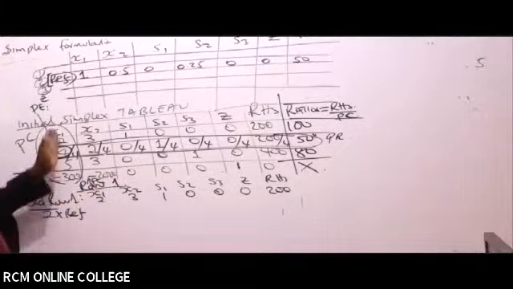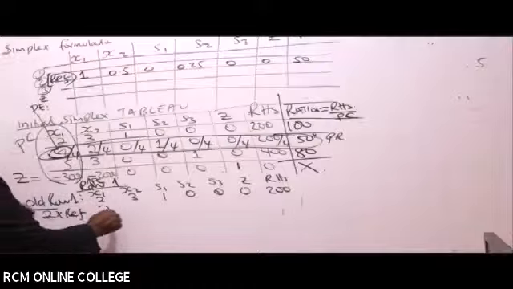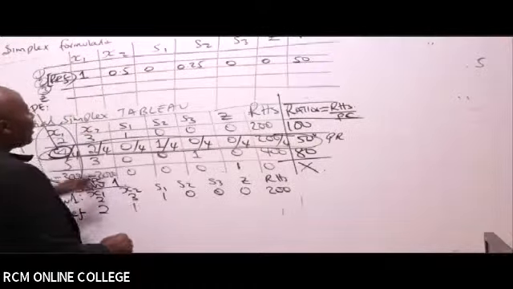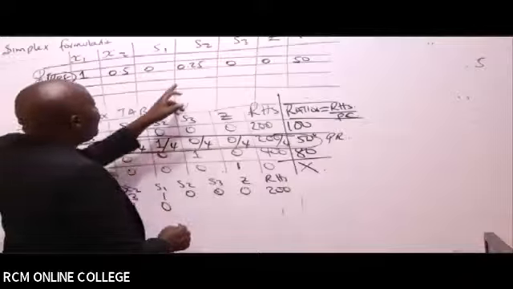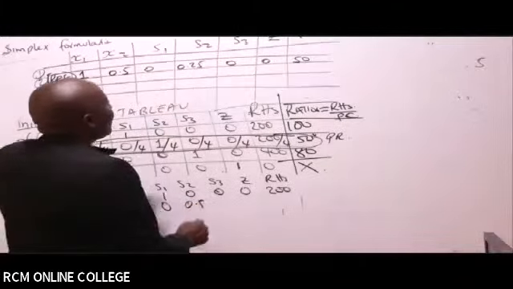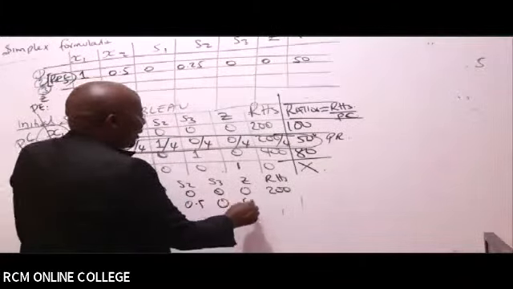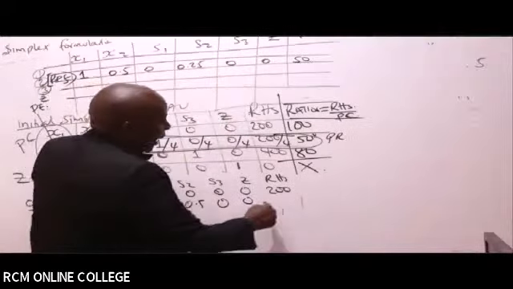So 2 times the reference gives me 2. This gives me 1. This times 2 is 0. This times 2 is 0.5. This times 2 is 0. The next one times 2 is 0. The next one times 2 is 100.